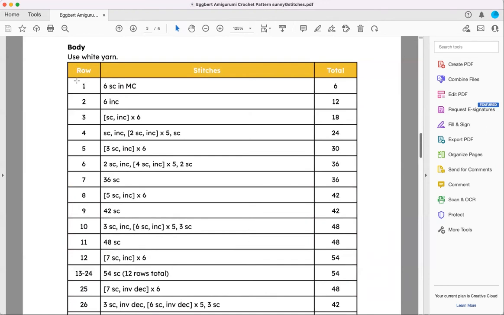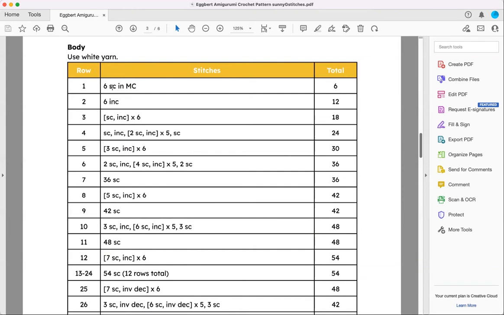In round one, what you're going to do is complete 6 single crochets in a magic circle. That will give you a total stitch count of 6. Since you're working in a magic circle, you're actually going to be spiraling as you work on your piece, and you're going to be spiraling outward.